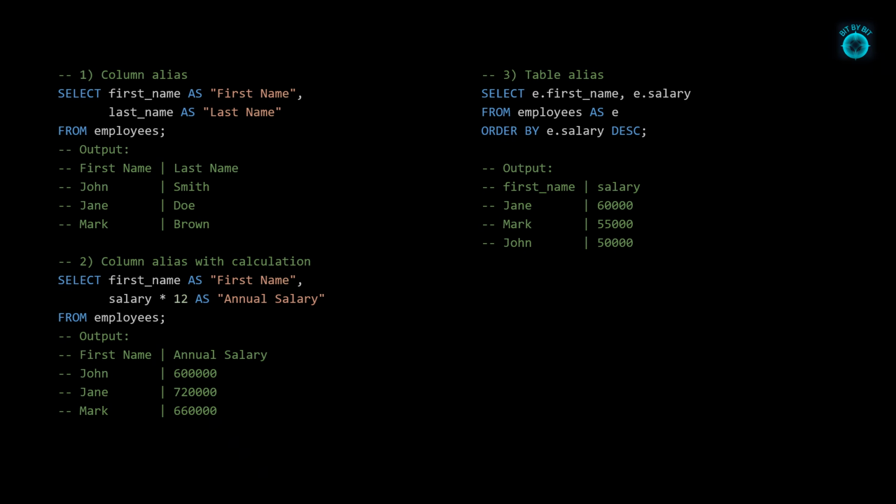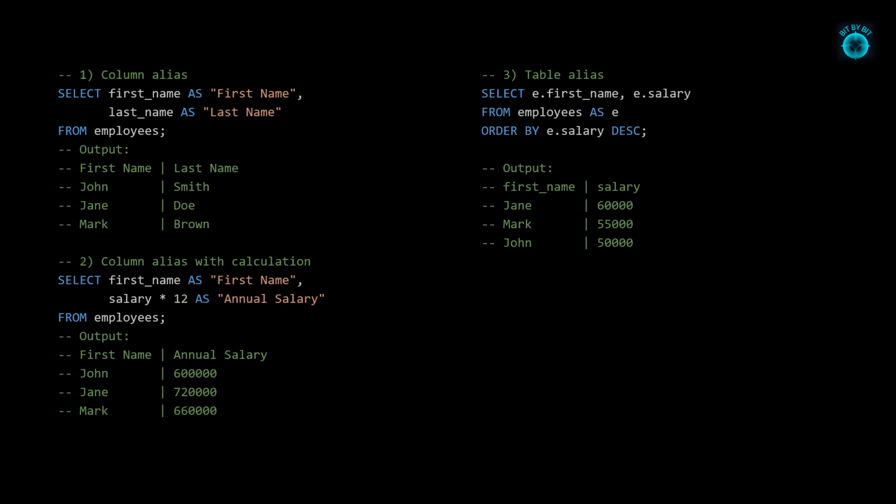Second example, we again alias first_name as first name. For the second column, we multiply the monthly salary by 12 to get the annual salary and alias the result as annual salary. This way, the output clearly shows the calculation result with a meaningful label. Aliases are especially helpful for calculated columns because otherwise the column header might just show the formula.